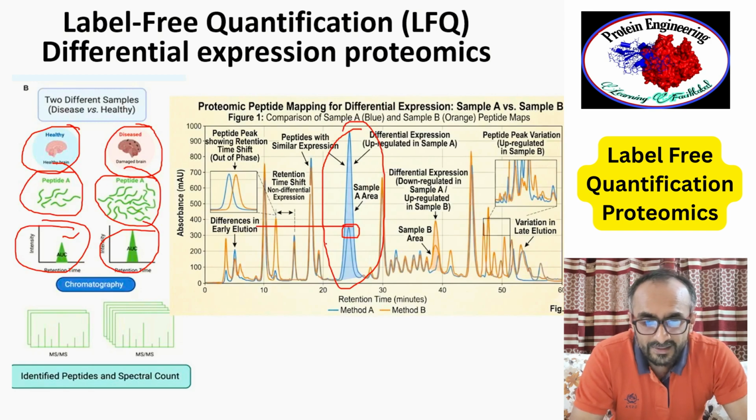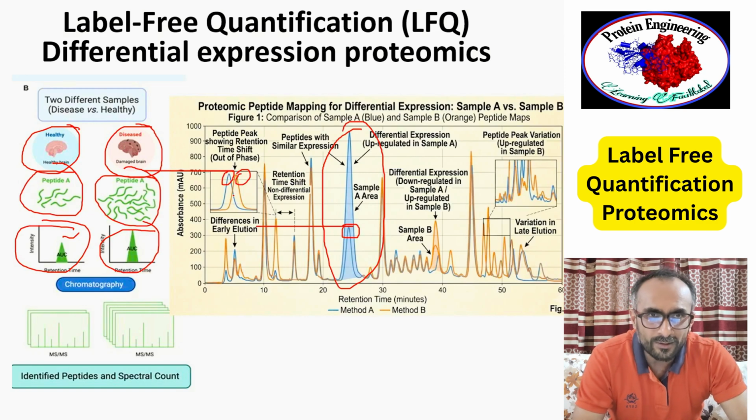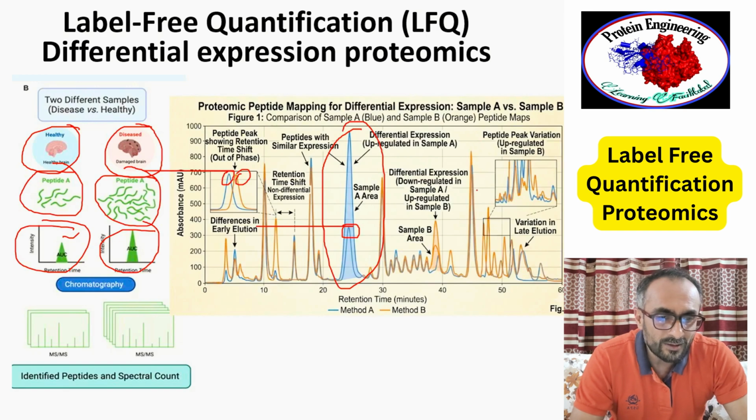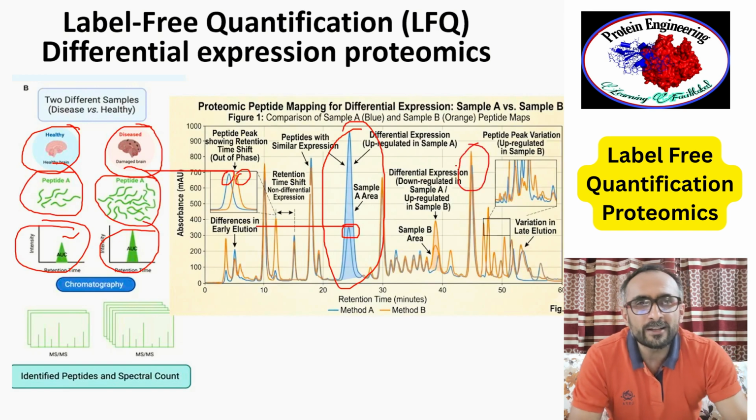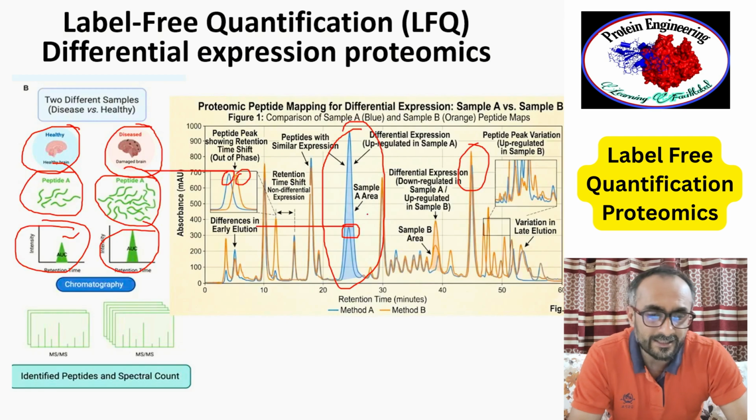Or you may see that some of the peaks, for example here blue and orange, come at different retention times. They are different. It means these two peptides are uniquely present in the A and B samples. They are not common peptides. So this information tells you which peptides are differentially present in the A and B states of the sample, the healthy brain and the diseased brain.